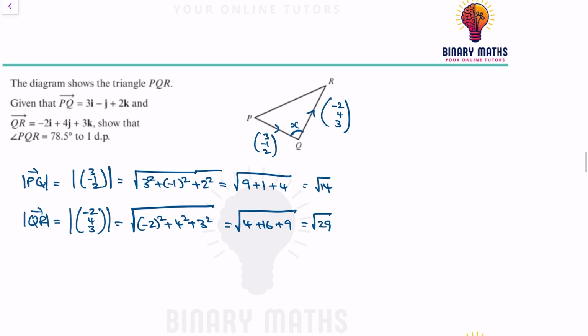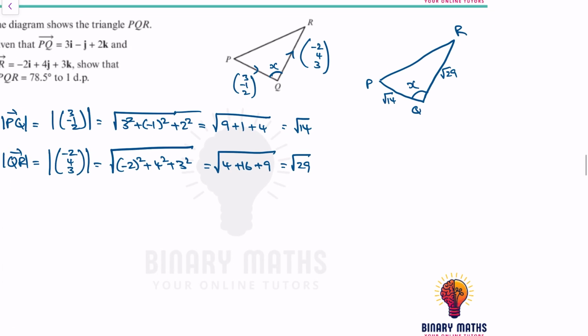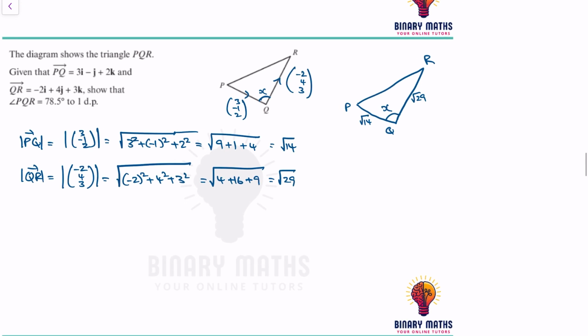So if I draw another triangle next to it, then what I've just worked out is, if this is PQR again, the length of this is root 14, the length of this is root 29, and we're trying to find out X. First thing I need to work out is the magnitude of P to R before I can do anything else, because I obviously have to use the cosine rule.